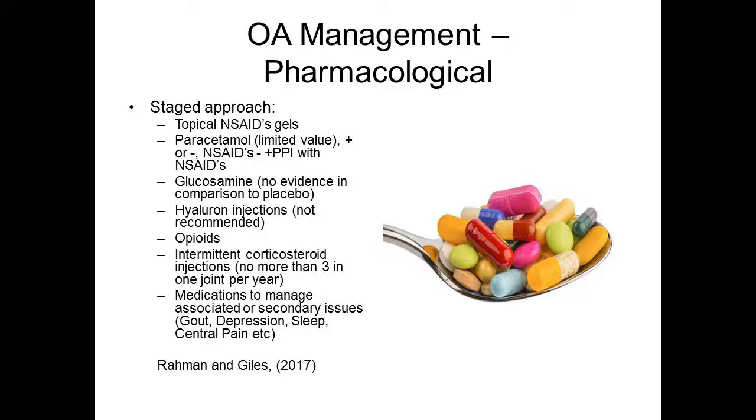Glucosamine, no evidence in comparison to placebo, so there isn't a lot of evidence surrounding this. Hyaluron injections are actually now not recommended. Opioids, if the pain is progressing and becoming a more severe presentation. Intermittent corticosteroid injections, recommended no more than 3 in one joint in 1 year. These certainly will not cure the condition, but they can sometimes help manage some of the discomfort, even for a period of time, to initiate other aspects of your management plan, such as exercise, weight loss, whatever that might look like in that patient.